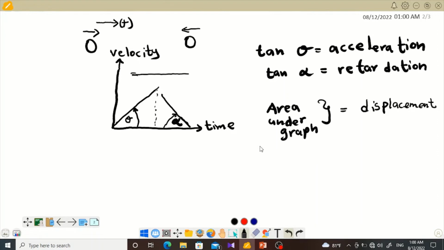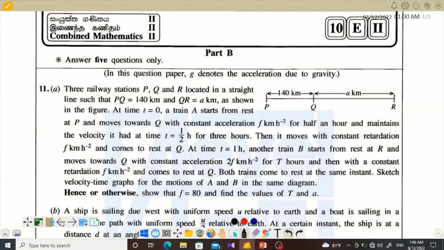Okay, these are the theories we have to consider. Then we are going to solve a problem using these theories. So I am going to discuss the 2020 advanced level problem. This is the problem in detail. The three railway stations P, Q and R are located in a straight line such that PQ equals 140 kilometers and QR equals A kilometers as shown in the figure.